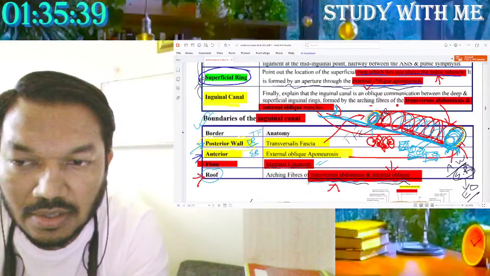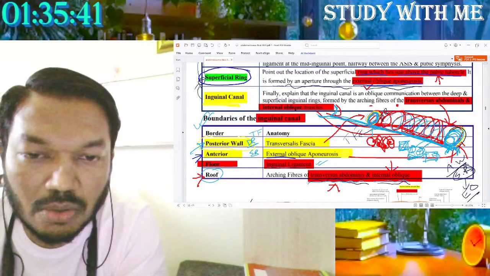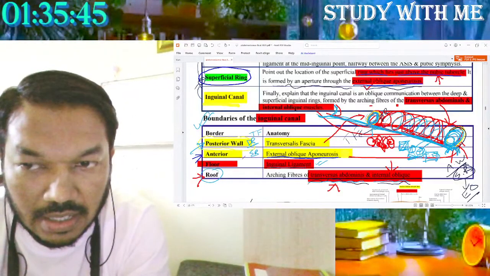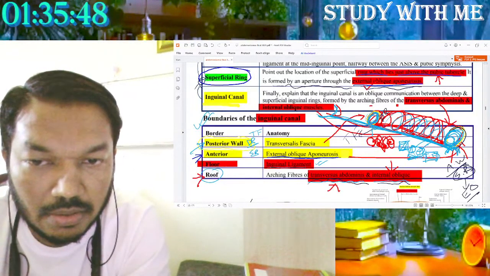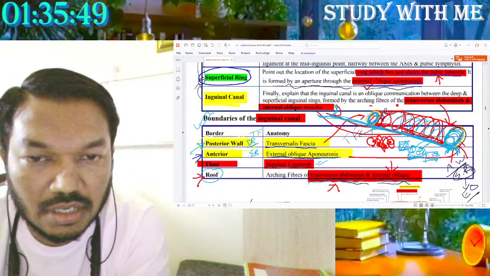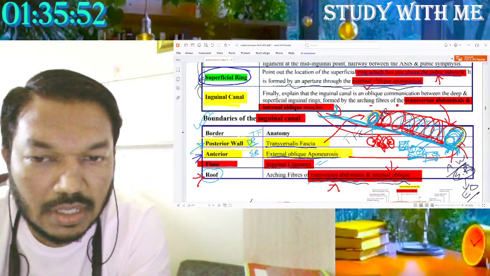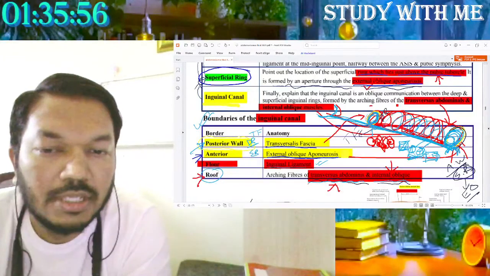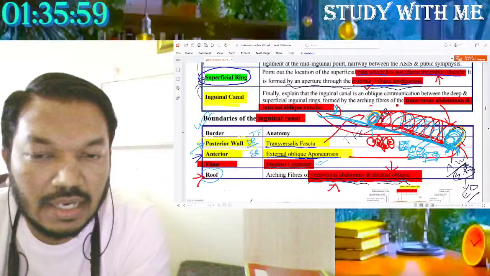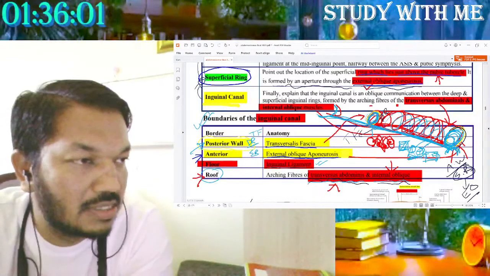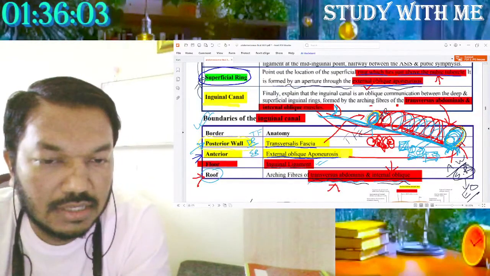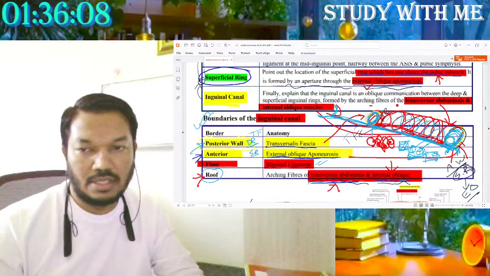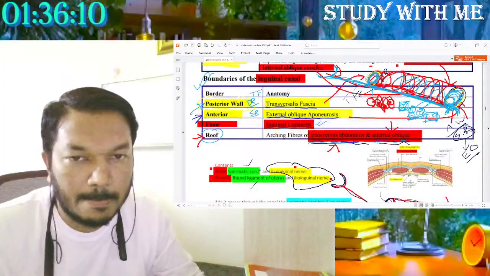Anteriorly will be the external oblique aponeurosis because it is anterior. Then the posterior wall by the transversalis fascia because it is deep, and floor. Floor will be the inguinal ligament, and the roof by the other two layers of the muscle, that is transversus abdominis and internal oblique. Simple, I think. Very simple.